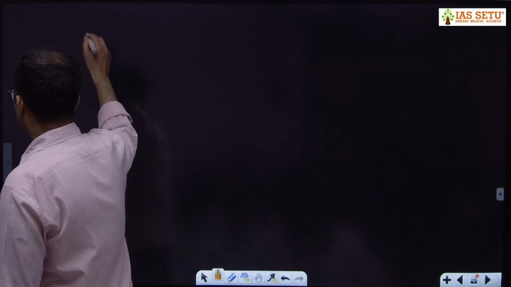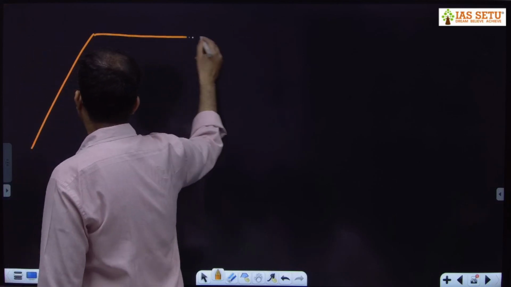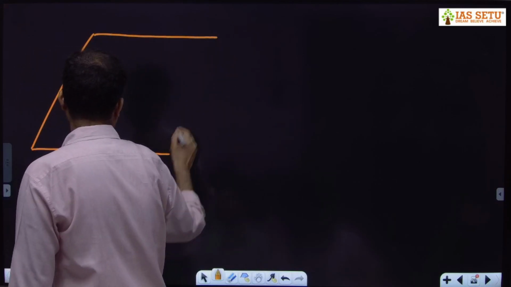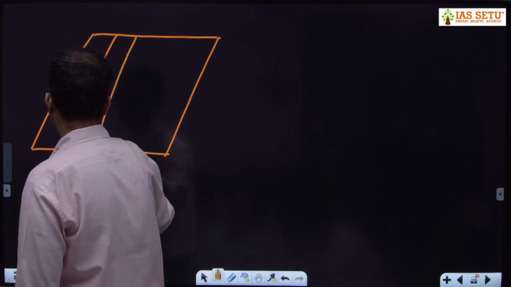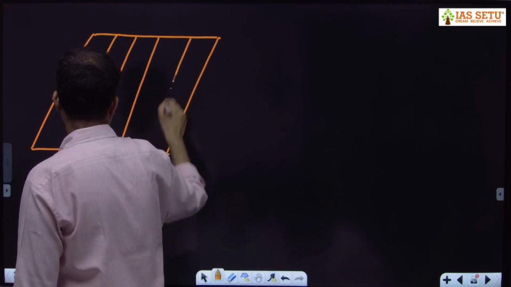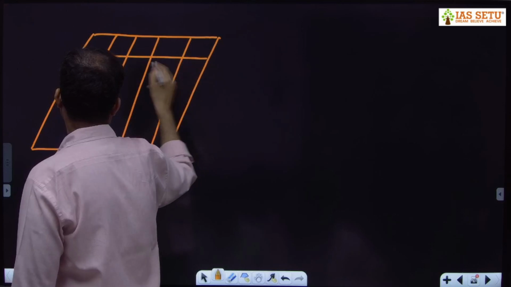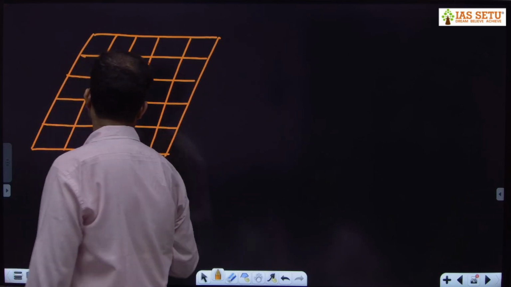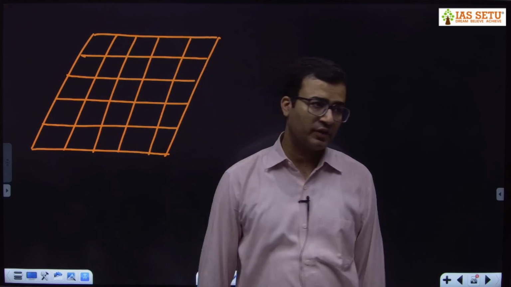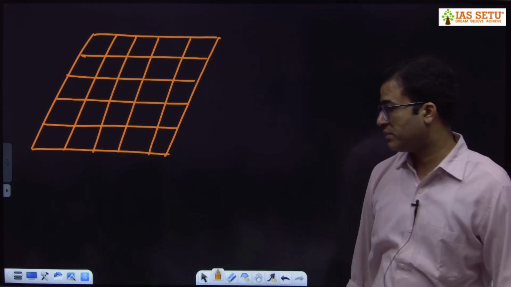You try one question. In this given figure, count the number of parallelograms and keep the answer with yourself.